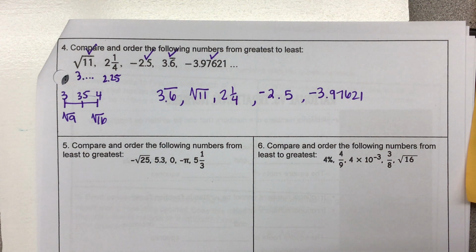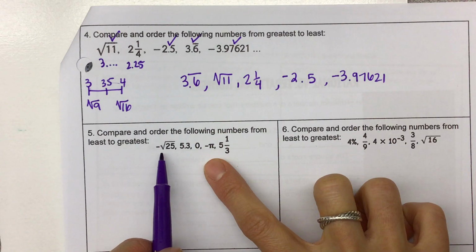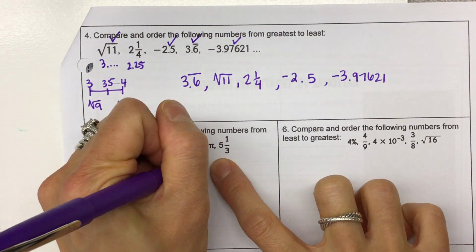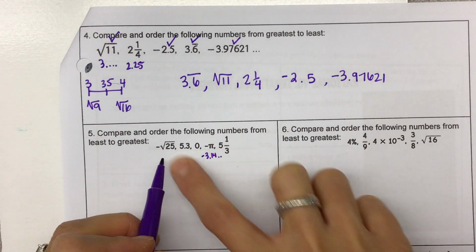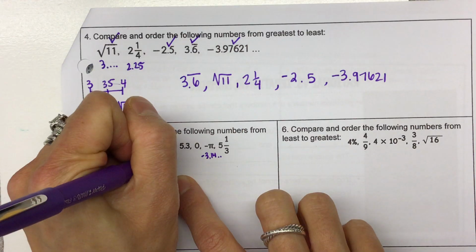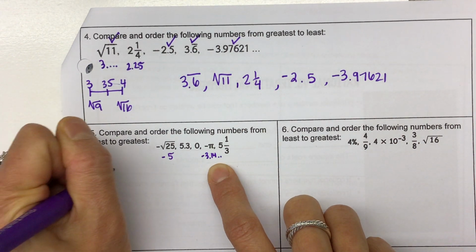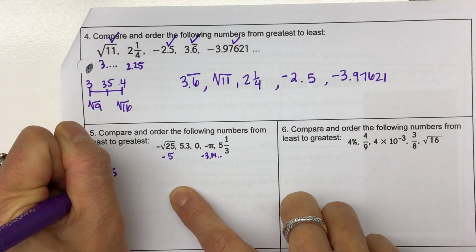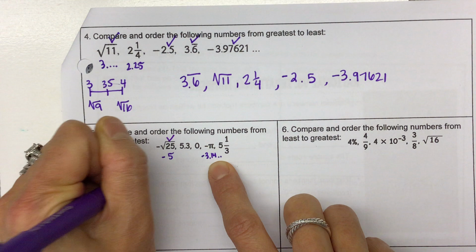Okay, let's do this next one. So from least to greatest. So we want the smallest one. I see there's a negative and a negative. This negative pi is negative 3.14 approximately. Square root of 25 is 5, but with the negative is negative 5. So I already have my 2 negatives. I can tell this one is the smallest one. Oops. Negative square root of 25. Then negative pi.